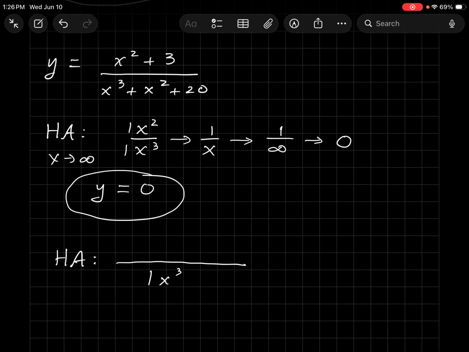And they imagine that the highest power in the numerator also is x cubed. But how many x cubes do you have in the numerator? Well, you have 0x cubed. So my students like to make the highest powers match, and I kind of like it as well. Because what happens here, I can cancel out my x cubes, and I get 0.